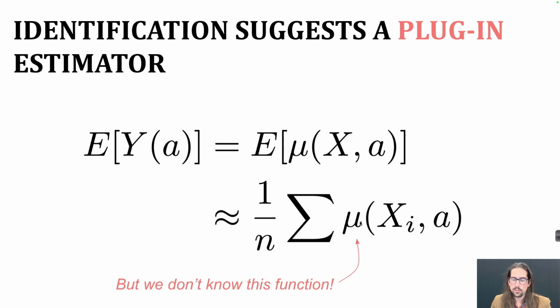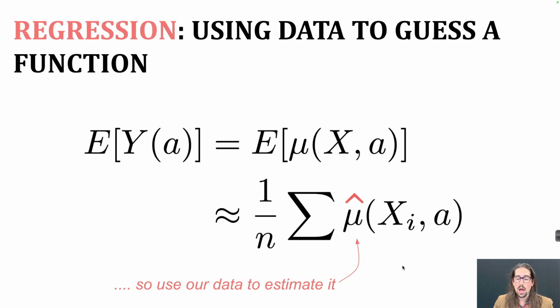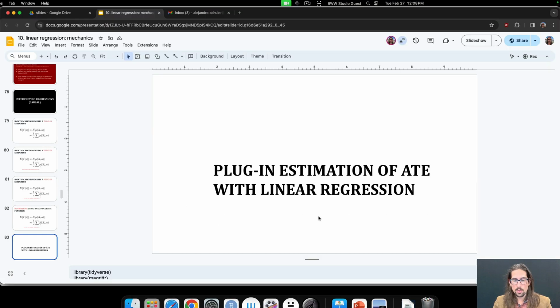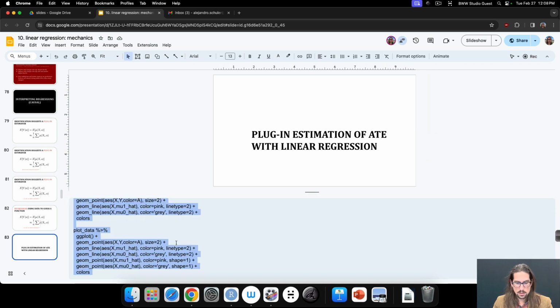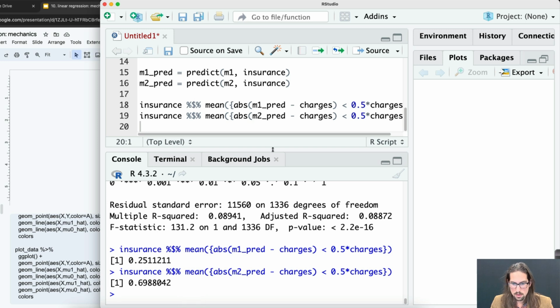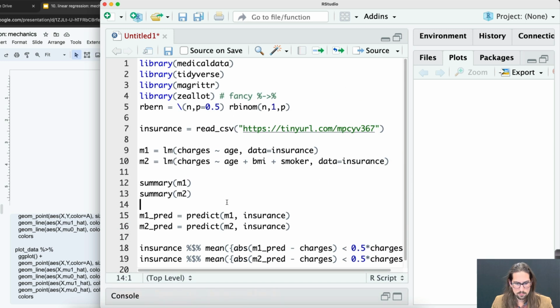And then we also don't know this true conditional mean function, so we have to estimate it. But now we have tools to do that, right? Now we have regression. And so let's see how we can do that. Let's check it out in R. What does that process look like? So I've written the code already because there's a lot, but I'll walk you through it.